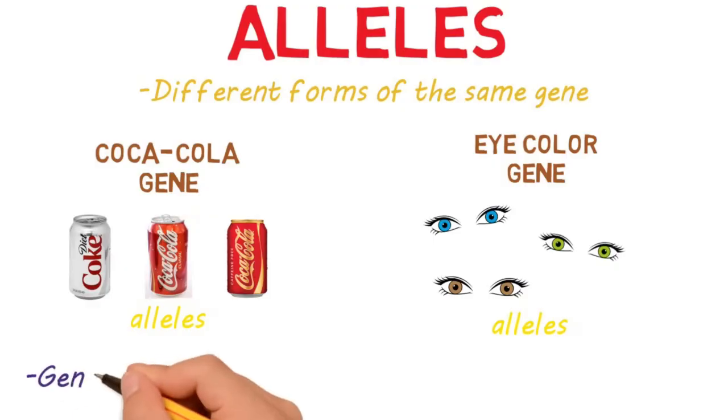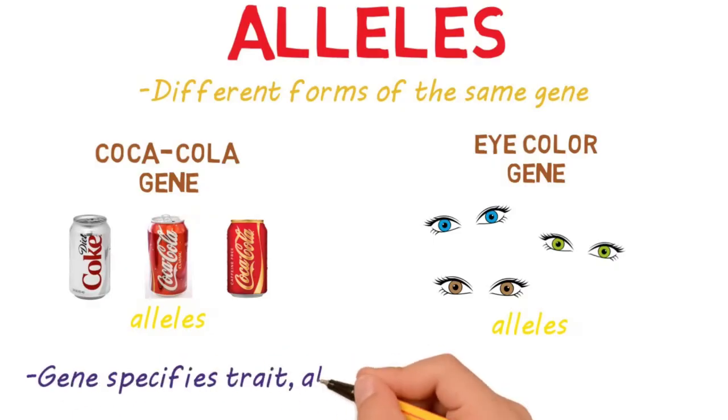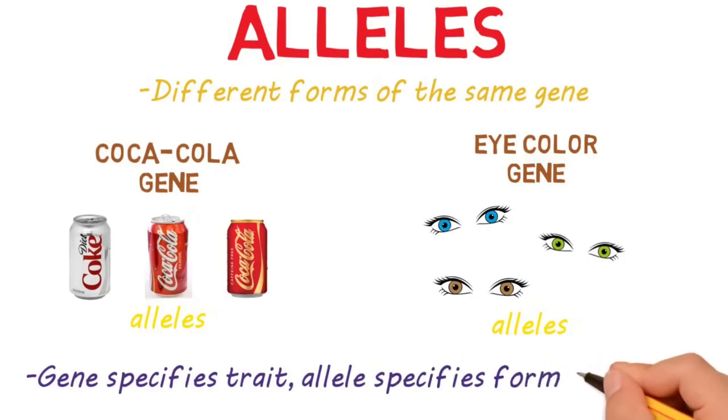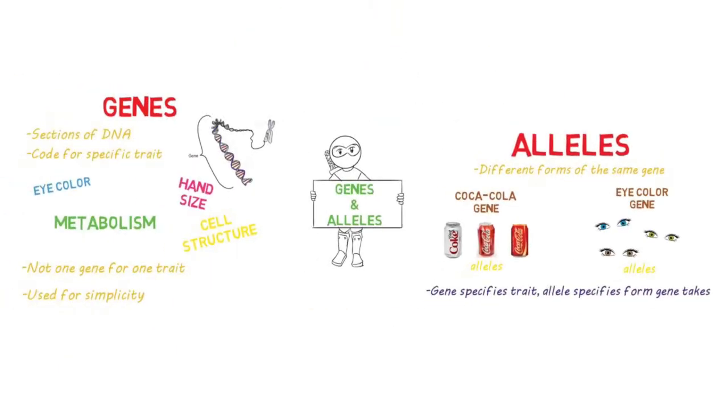Just remember, the gene specifies which trait, and the allele specifies what form the gene takes. Let me say that again. This is the bottom line. The gene specifies which trait, and the allele specifies what form the gene takes. Right, and that's it. Check out my other genetics videos. Have any questions? Throw them in the comments. Thanks.